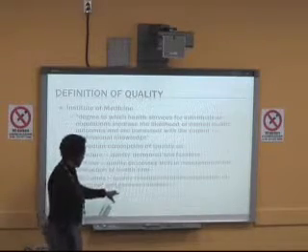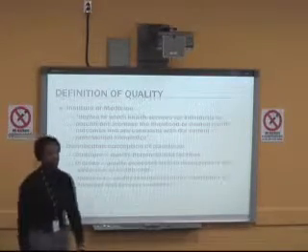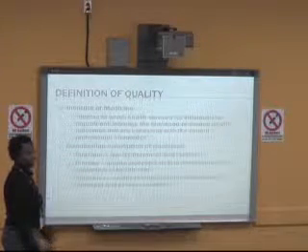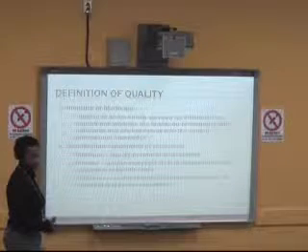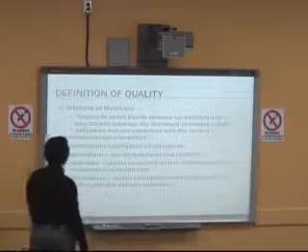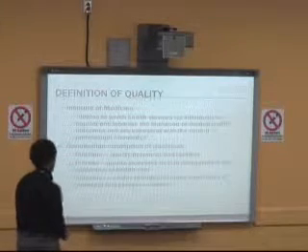And the outcomes are what? What do we think outcomes are? They're basically the result of the services that we provide, right? So these are three components of quality as defined by Donabedian.